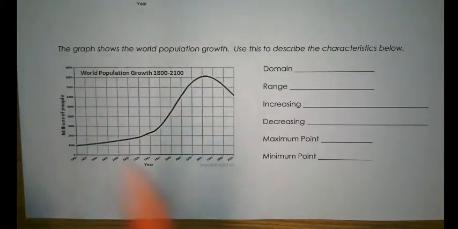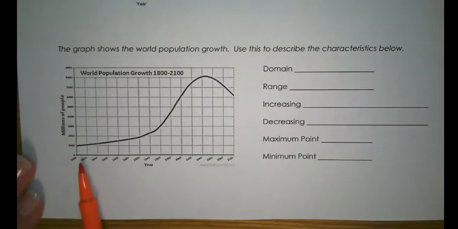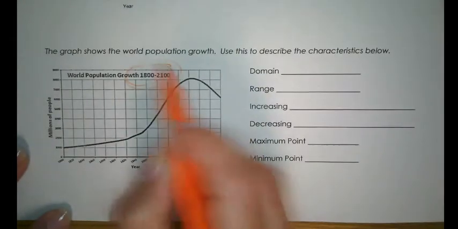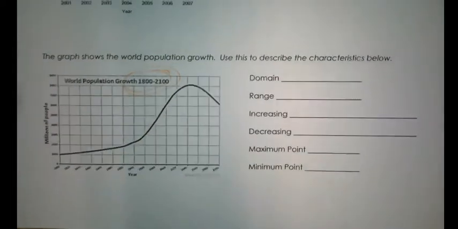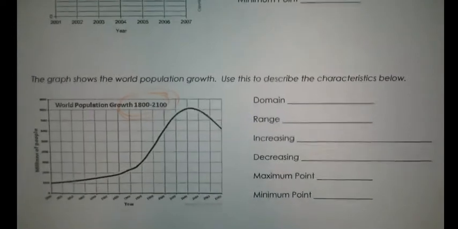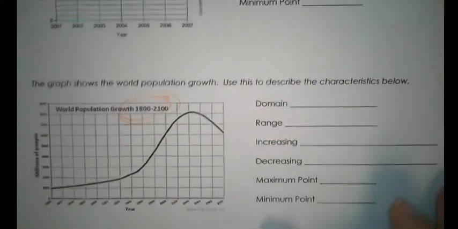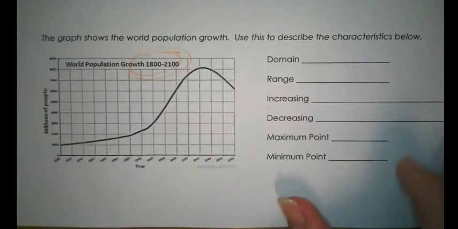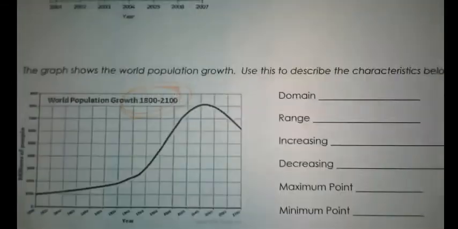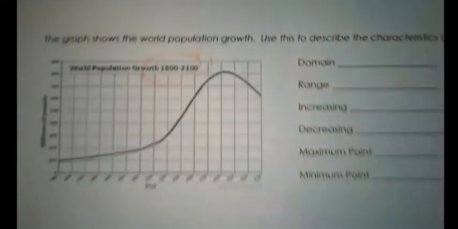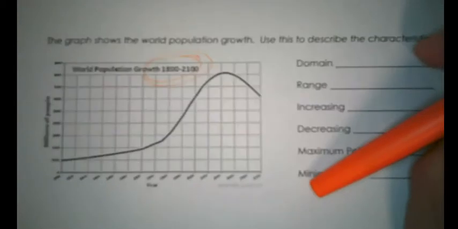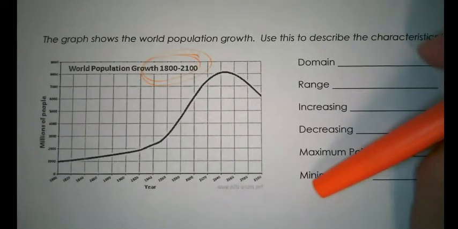So this graph shows the world population growth, and it is difficult to read these numbers right down here, but if we look right here, we can see the time period was, and let's see if I can zoom in a little bit for you. The time period was 1800 to the year 2100. I don't even know how we would say that. So that's the time period across the bottom.